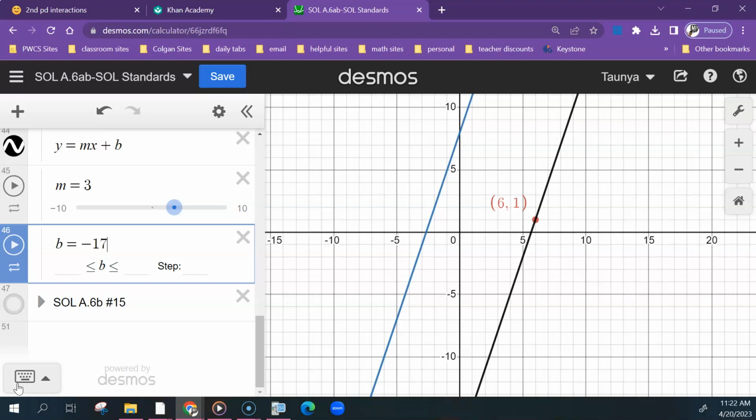So this only goes up to 10 and negative 10. So if you saw what just happened, it got to negative 10 and it wasn't enough. So you would have to change it manually.